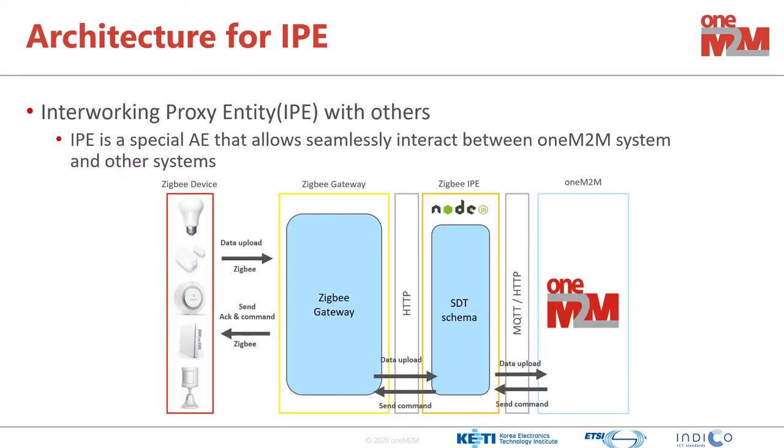So this is the architecture, and from the left there are Zigbee devices, and some are sensors which report sensor measuring, and there are several actuators like the light bulb. When we send the command, then it gets turned on or turned off. And there's a Zigbee gateway, and then the IPE that we are providing from the GitHub, and then finally the oneM2M platform. In this case, of course, the Mobius.